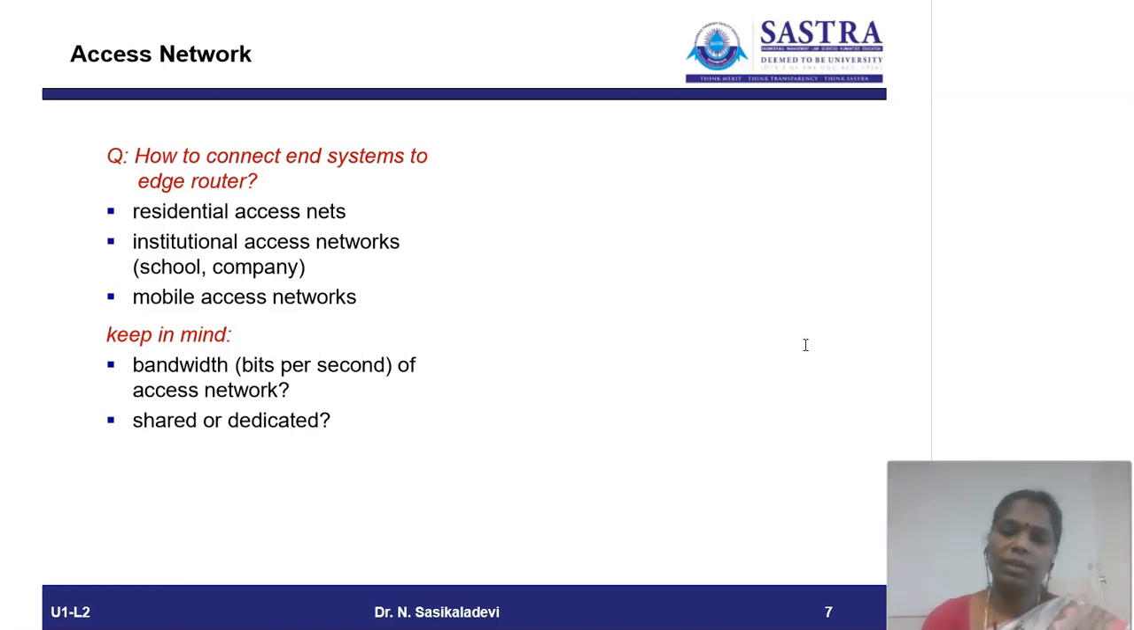And finally, we have a flexible option for accessing the internet: the mobile network. We are going to talk about mobile networks, 4G, 5G cellular networks. So we can access the internet in any one of three forms: residential access, institutional access, or mobile access. But whatever the access, it provides a bandwidth. Bandwidth means speed: how many bits can be transmitted per unit of time, in terms of kbps, mbps, or gbps.